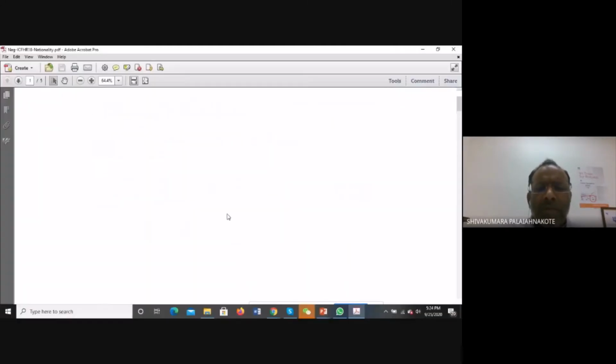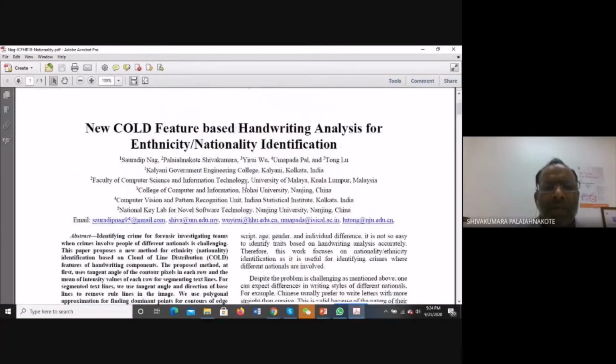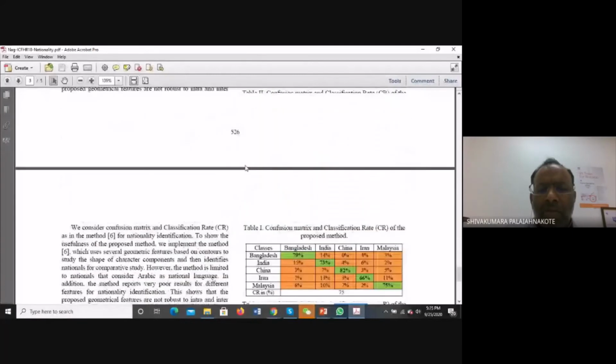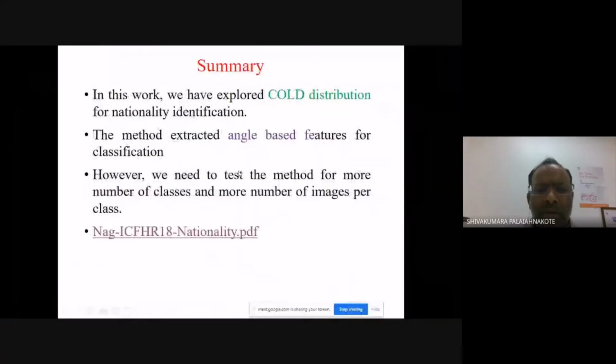Now just look at the paper. Yes, see, this is the one paper. Actually, he is from ISI Calcutta. He is a collaborator of Umapada Pal. And he is from Hohai University in Nanjing, China. Anyway, he came for a project work, so yes, he did something. You just glance at it. This is one simple conference work, so you'll get some idea.